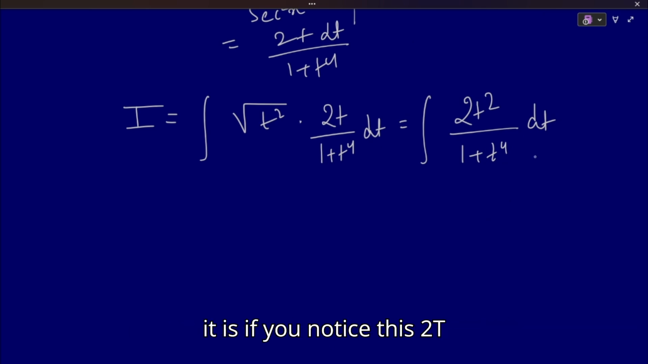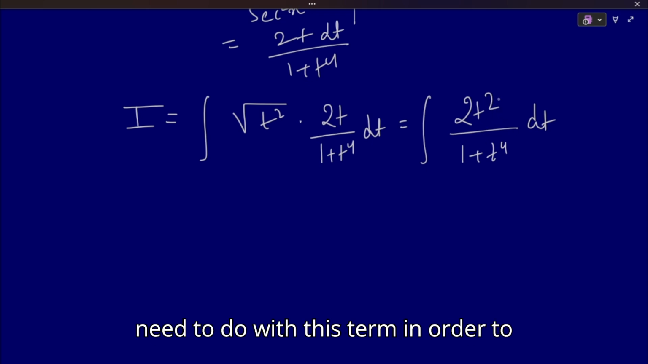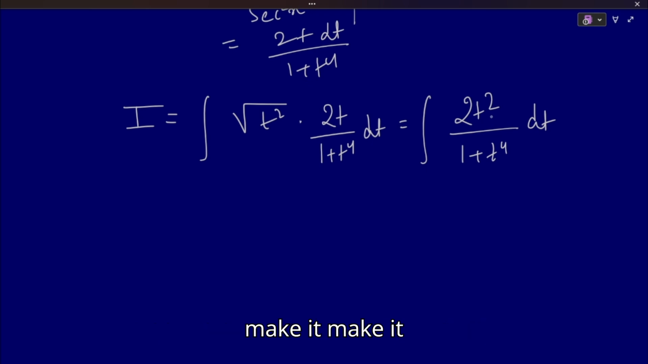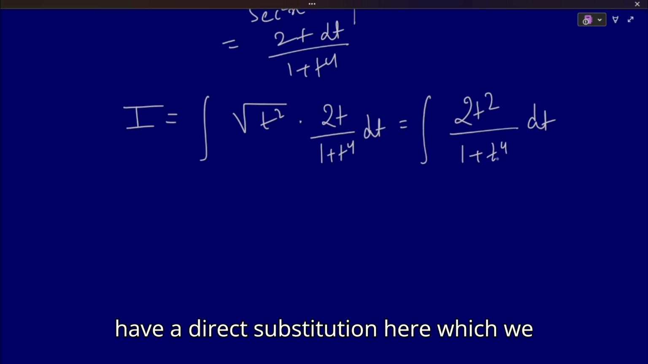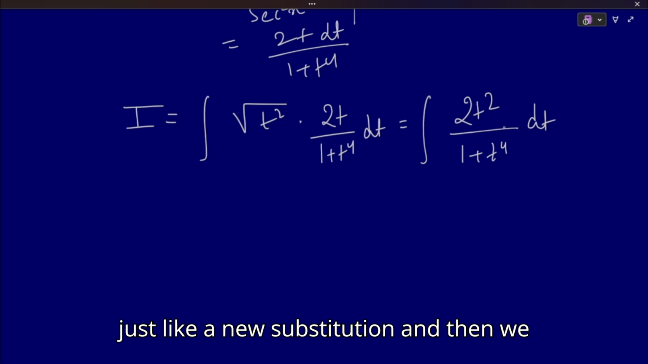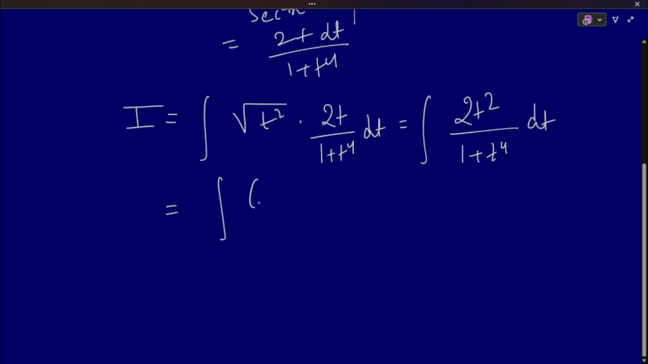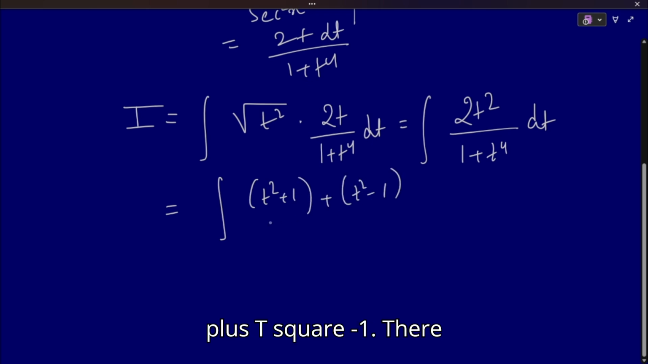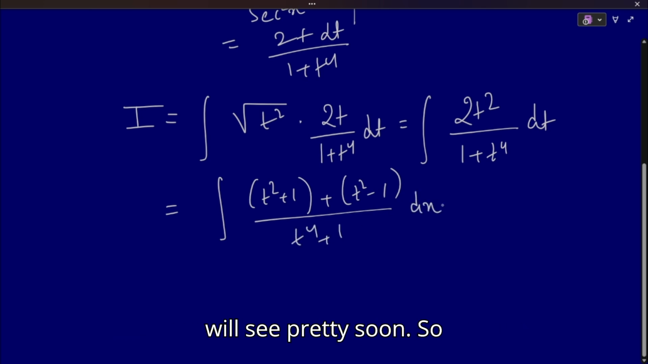Well, it is. If you notice this 2t square, there is something we need to do with this term in order to make it solvable. We do not really have a direct substitution here, where the derivative comes in the numerator, just like a new substitution, and then we finally get a result. Nothing of that sort is going on here. But what we can do is this: we can write 2t square as t square plus 1 plus t square minus 1. And there is a reason we are doing that, which you will see pretty soon.